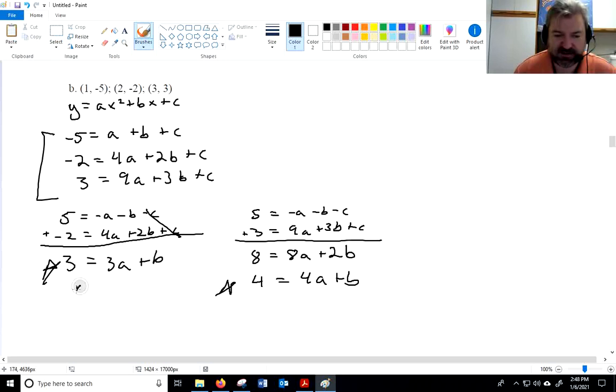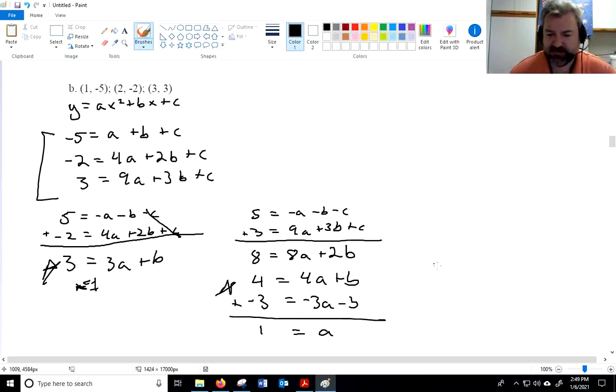I'm going to multiply this by a -1. And I get -3 equals -3a minus b. Adding them together, 1 is equal to a. Now I'll get b. I'll use this equation here. 4 is equal to 4 plus b. So according to this, our b value must be 0.